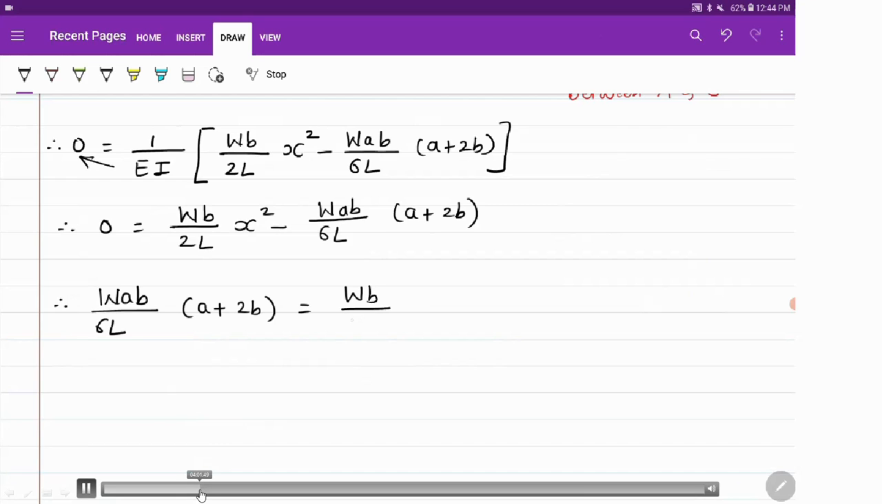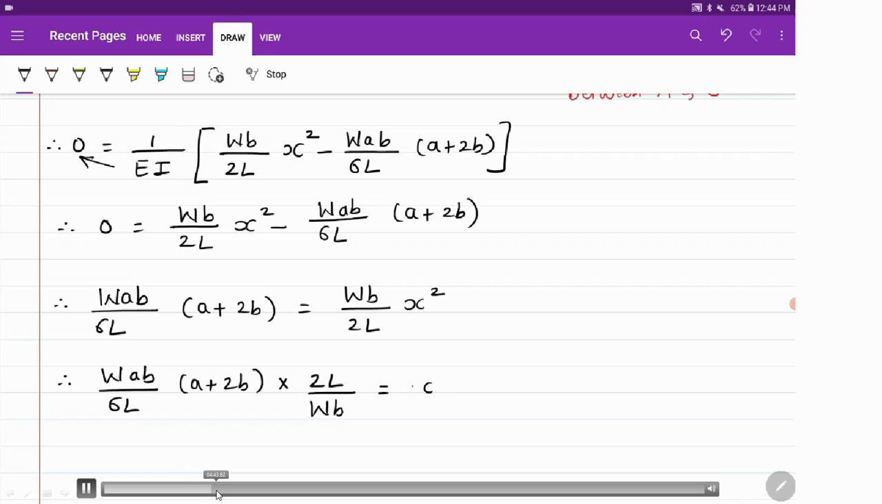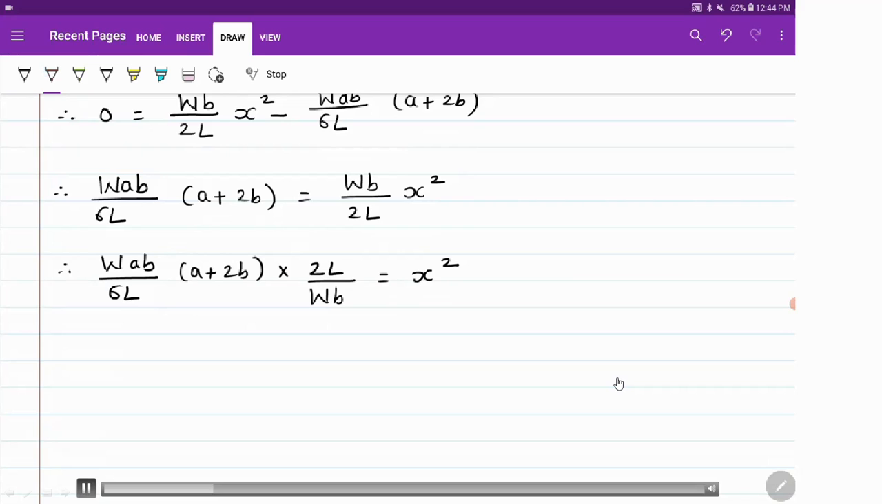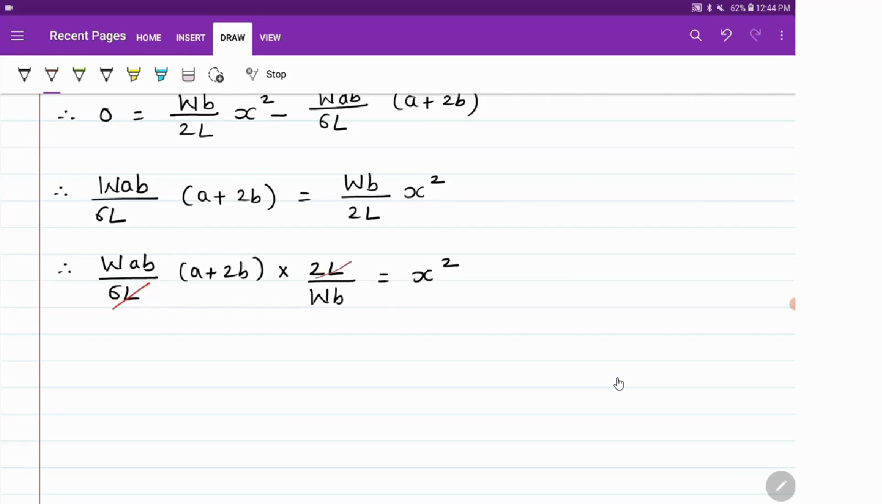Now we have to find out the value of x. So transfer this negative term to this side, it will become positive. So WB by 2L x square will remain, and we have transferred this entire negative term to the other side, so it is positive. So we can say that WAB upon 6L into a plus 2B. This term will become a reciprocal when it comes on this side. So it is 2L upon WB. That will give the value of x square. So we can cancel out certain terms from this. So L you can cancel out. Then this W and B also you can cancel out. And 2 upon 6, that is 1 by 3.